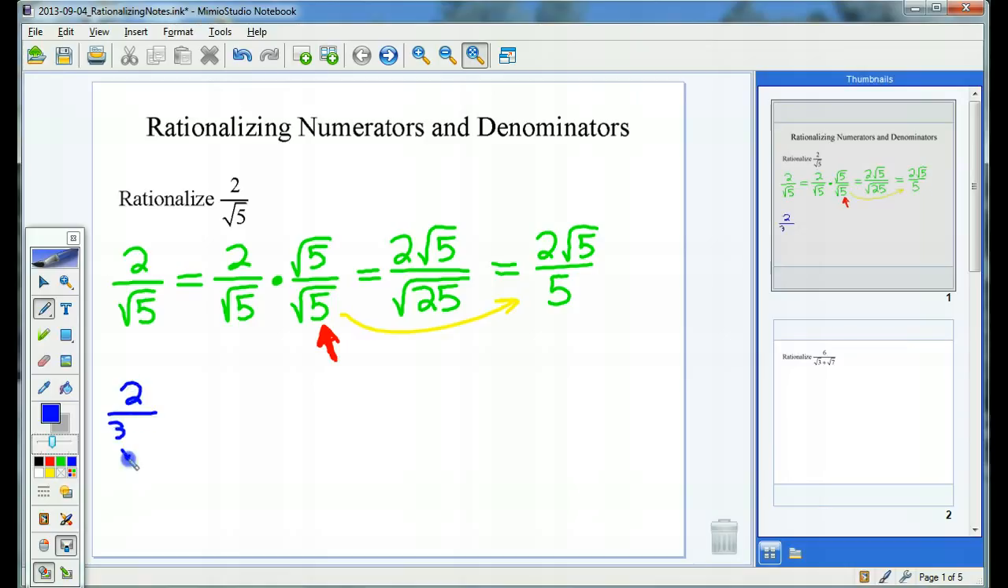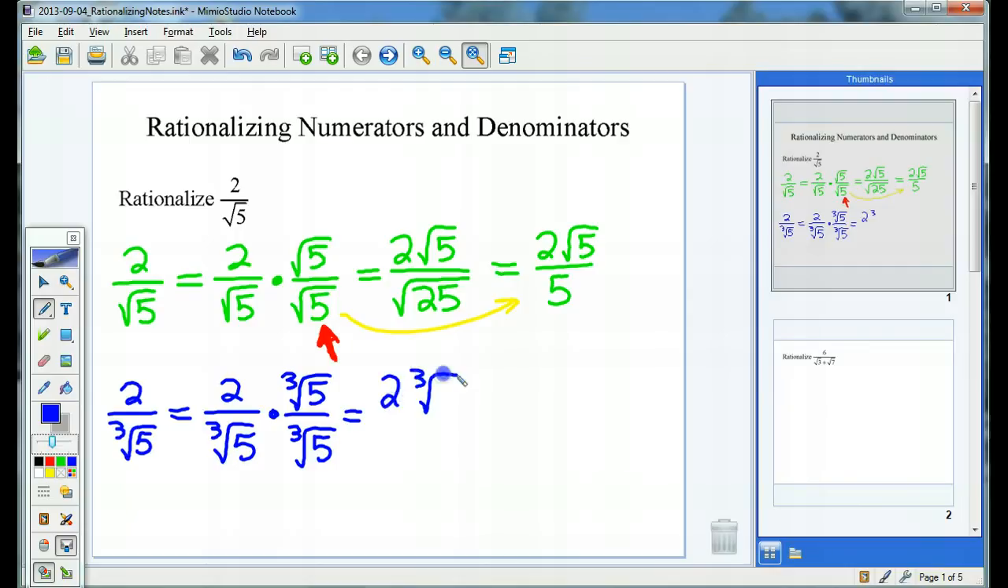So, for example, if I had had 2 divided by the cube root of 5, and I had tried to do a very similar process of multiplying by a special form of 1 using the cube root of 5 divided by the cube root of 5, you're going to see that that actually doesn't work for us here. Because in the numerator, I'm going to get 2 cube root of 5, and in the denominator, I'm going to get the cube root of 25. Well, 25 is not a perfect cube, and therefore the cube root of 25 doesn't simplify. I still have a radical left in the denominator.